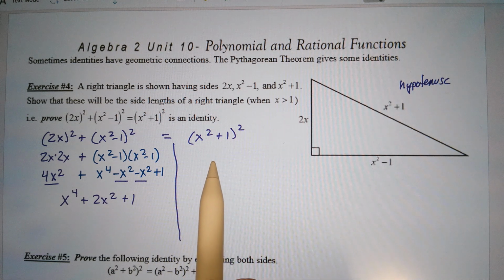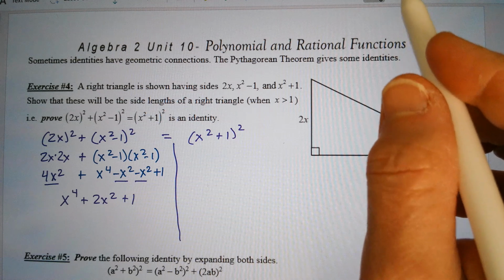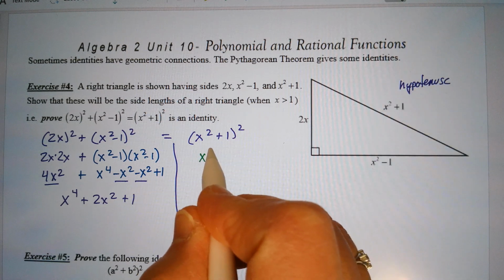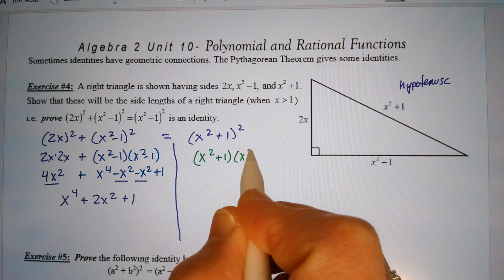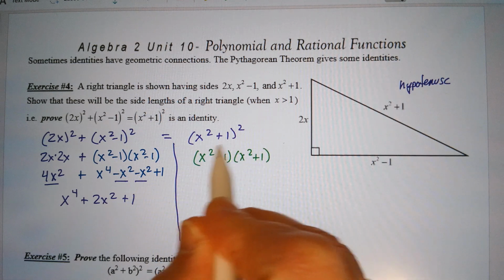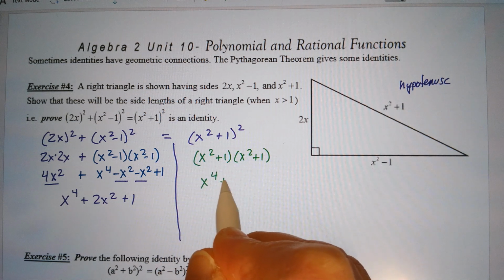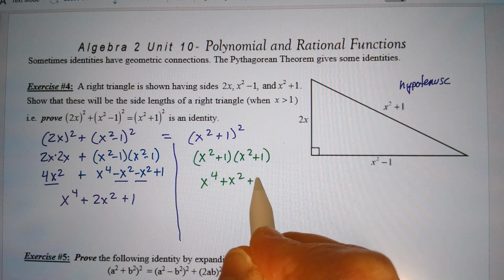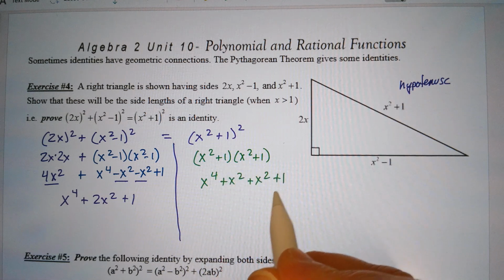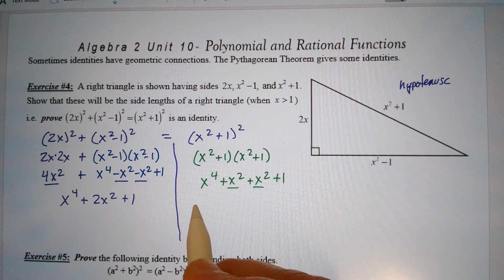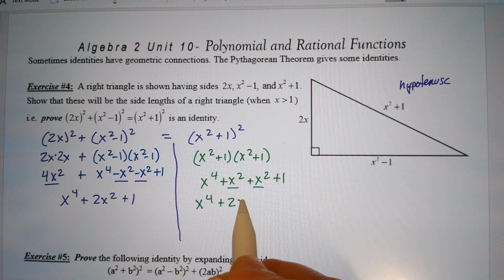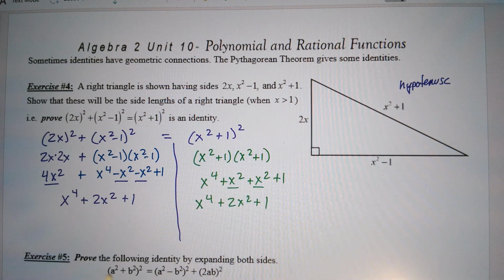On the other side, I could work on squaring that: x squared plus 1 times x squared plus 1. Again, the double distribution: x squared times x squared is x to the 4th, x squared times 1 is x squared, 1 times x squared, 1 times 1. Combining like terms here, we have x to the 4th plus 2x squared plus 1. The two sides are identical, so we prove this identity.